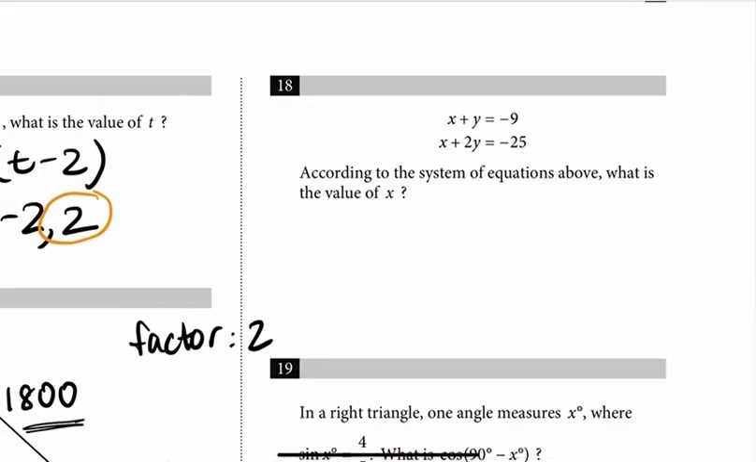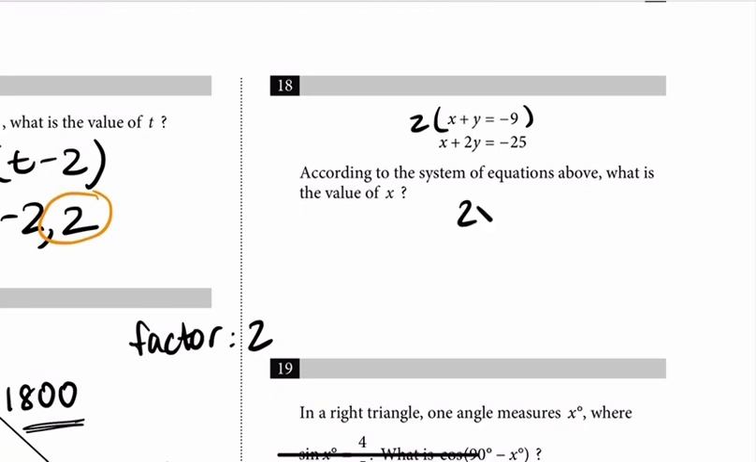X plus y equals negative 9. X plus 2y equals negative 25. So here it's a system of equations. We just need to solve for x. In terms of tricks and tips, it's easier to just cancel out the x's here and solve for y first. But what I'm going to do is multiply the top by 2, because if it's easier to quickly cancel out the y, then I'll just get my answer for what x is.